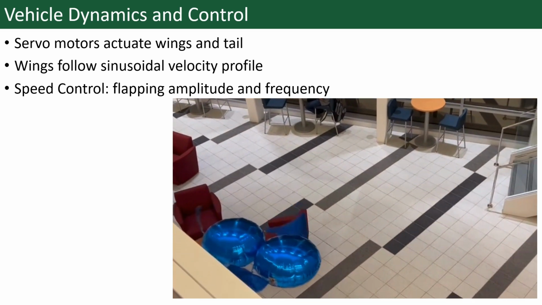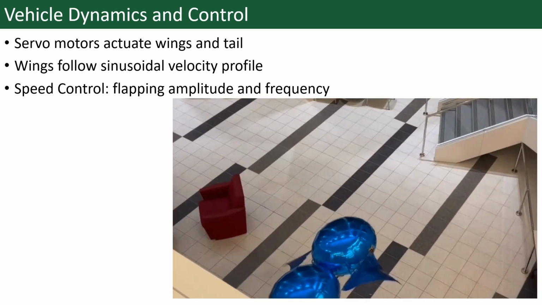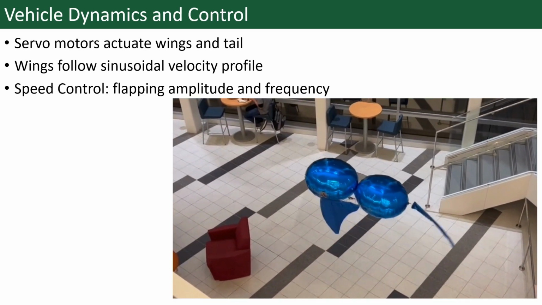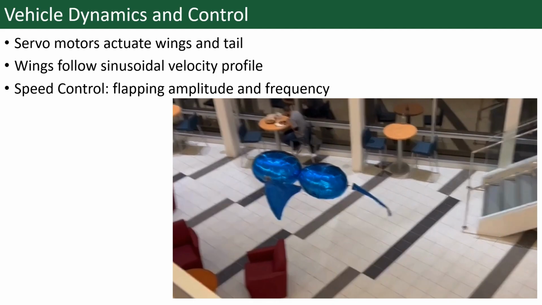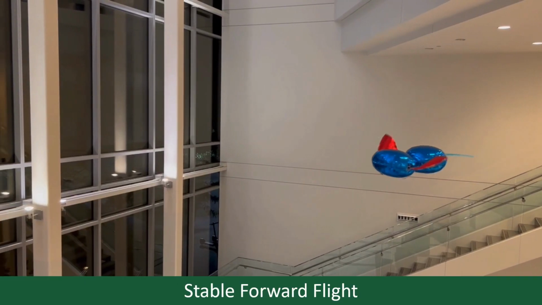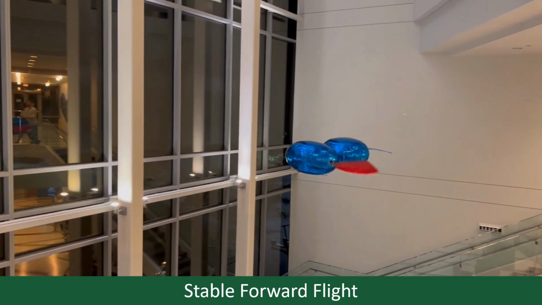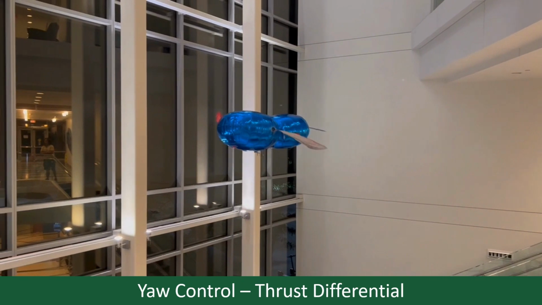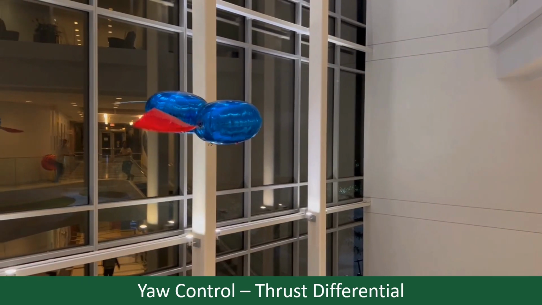The wings follow a sinusoidal velocity profile when they oscillate. Speed control is done by changing the flapping amplitude and frequency, hence changing the thrust generation from the wing. For yaw control, we use this differential thrust generation to turn. Here's a video of Flappy flying straight with a constant speed. Flappy turning by using differential thrust generation in the wings.